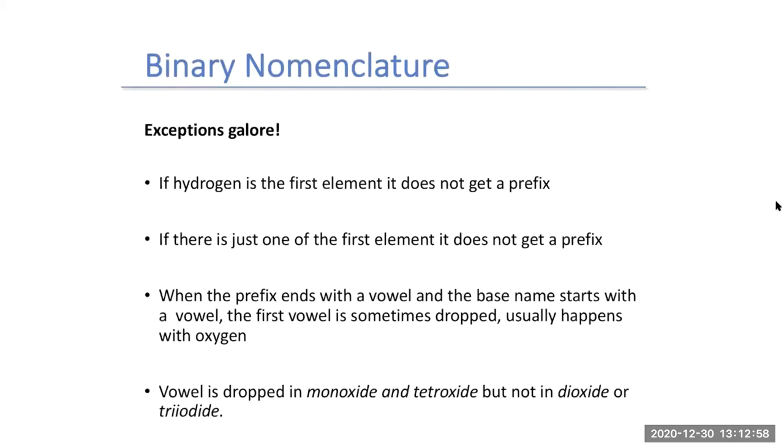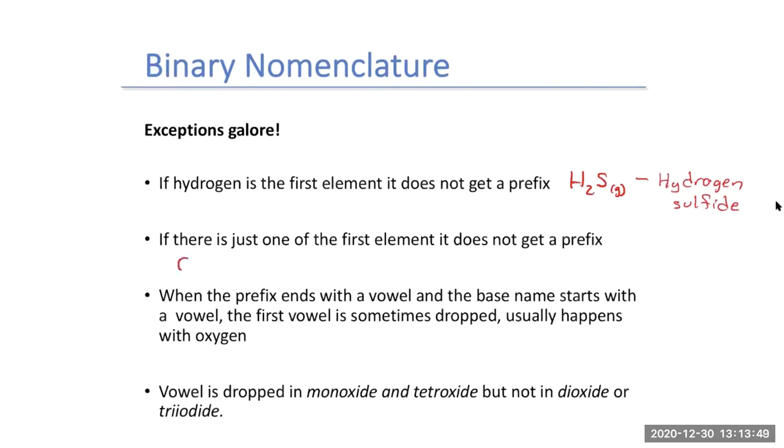So when we're looking at naming, there are exceptions, lots and lots of exceptions. For example, if hydrogen is your first element, it doesn't get a prefix. None of the first elements get a prefix if you have just one of them. So for example for hydrogen, if I have H2S, and let's say it's a gas, so it's a little bit different than that acid we looked at. If it's in the gaseous state, you would write hydrogen sulfide, because remember the ending of the second element gets changed to IDE. If there's just one of the first element, it doesn't have a prefix.